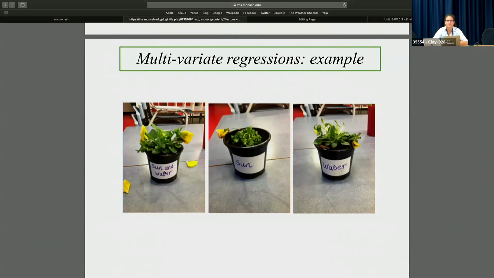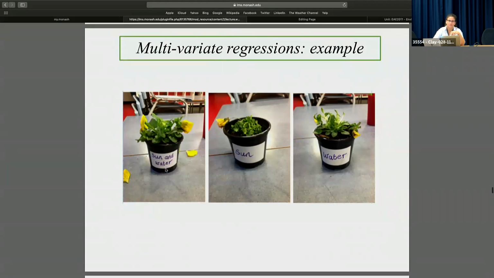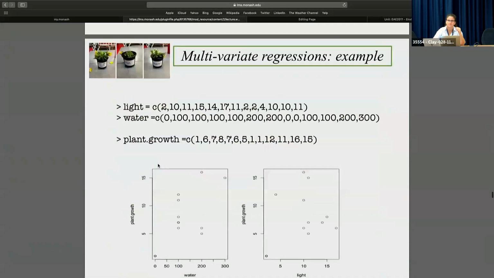And then I have a treatment that had both sun and water, and this is what I mean by interaction. So when I had both sun and water, the plant grew best. Okay, so in this case, the effect of sun depends on the effect water has on the plant. Okay, so sun times water has some sort of synergistic effect on plant growth. It could also be the other way around, right?